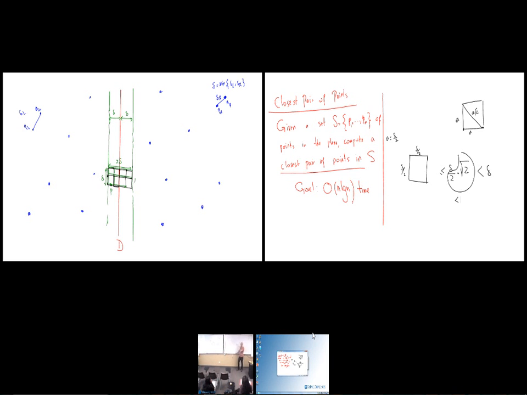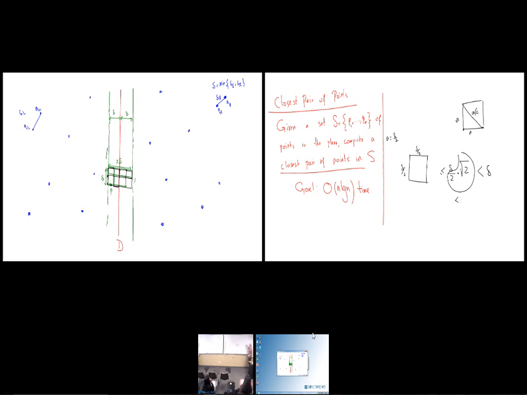So then if any of these squares contain 2 or more points, then the square would contain 2 points that are on the same side of the line and whose distance is strictly smaller than delta. But this is impossible. Why? Because my algorithm found the closest pair that live on the same side of this line, and the distance of that is delta. There cannot be a pair that lives on the same side of the line whose distance is smaller than delta. Everybody agrees?